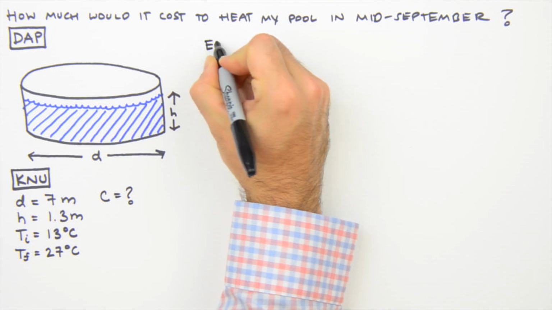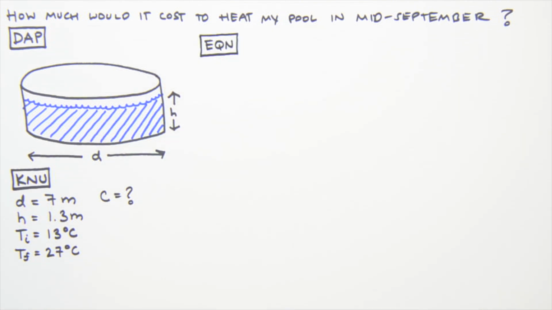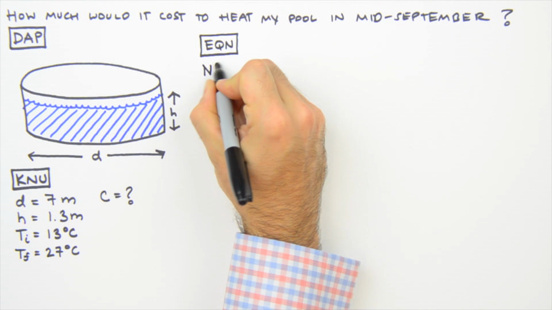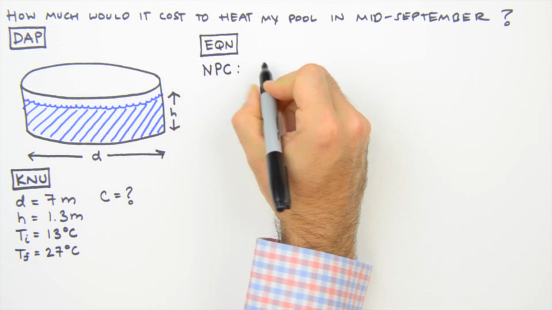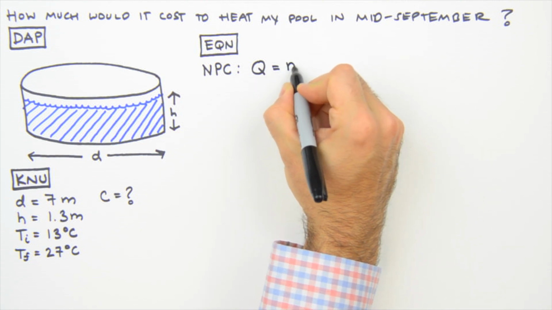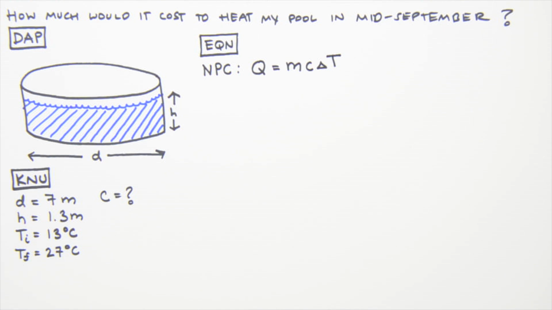Now we select an equation to solve the problem. Well, we don't have a single equation for this exact problem, but we can cobble something together using what we know about thermodynamics and commerce. This problem is all about energy. We've got a substance that undergoes no phase change, but changes temperature. The energy required for this is given by Q equals mc delta T, where m is the mass of the substance, c is the specific heat of the substance, and delta T is, of course, the temperature change.